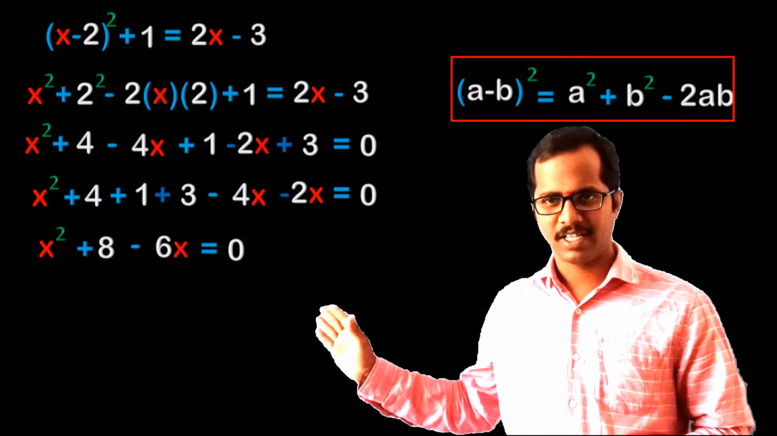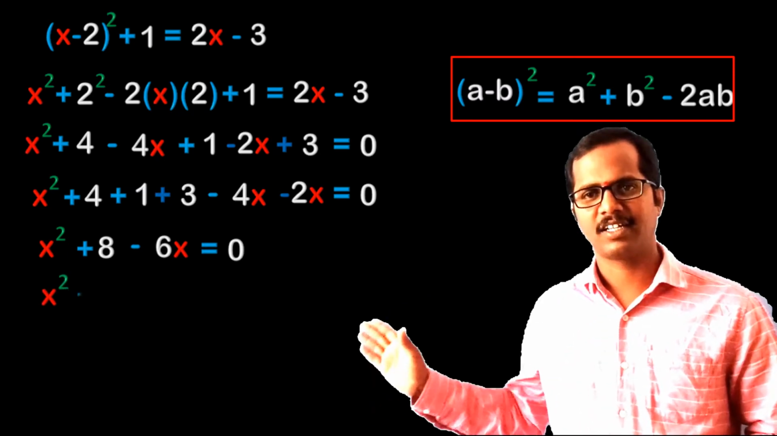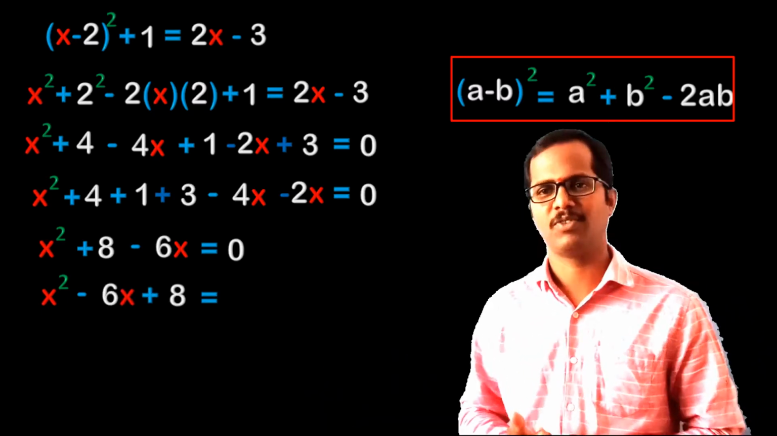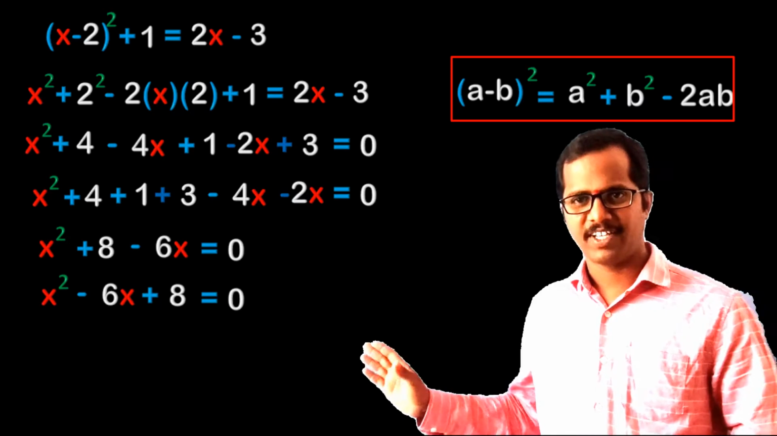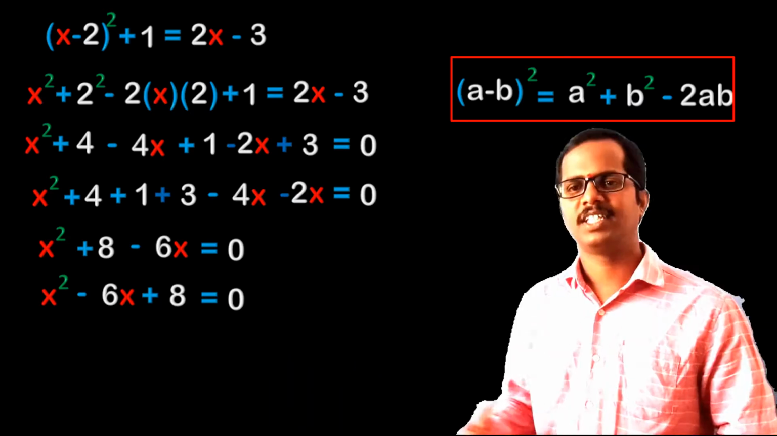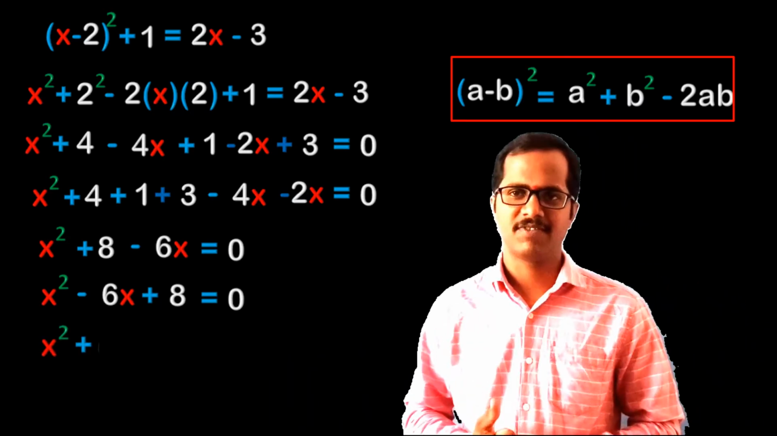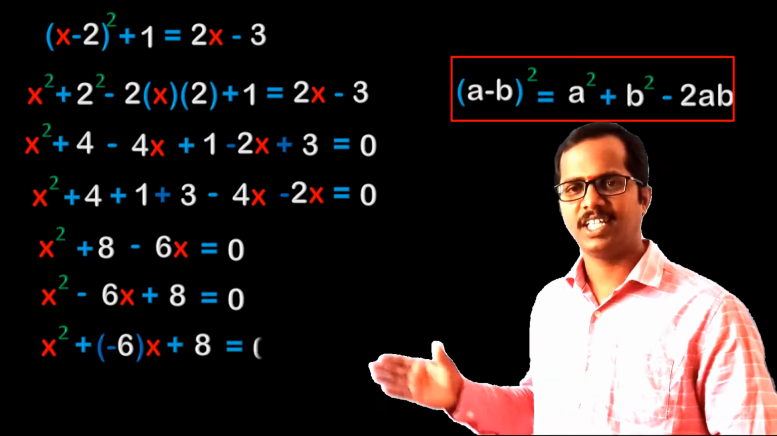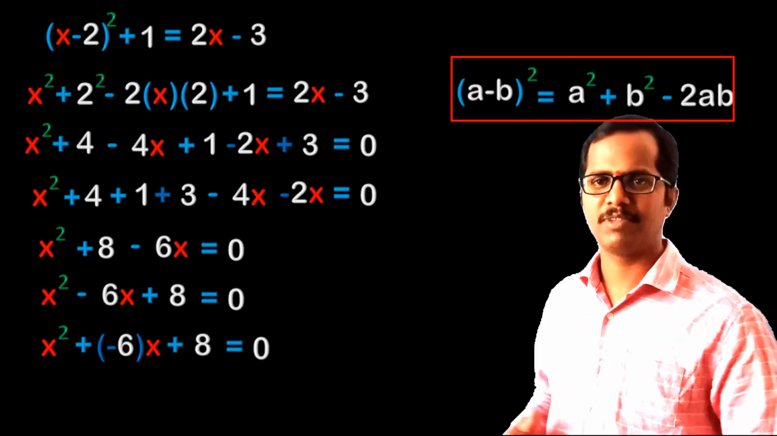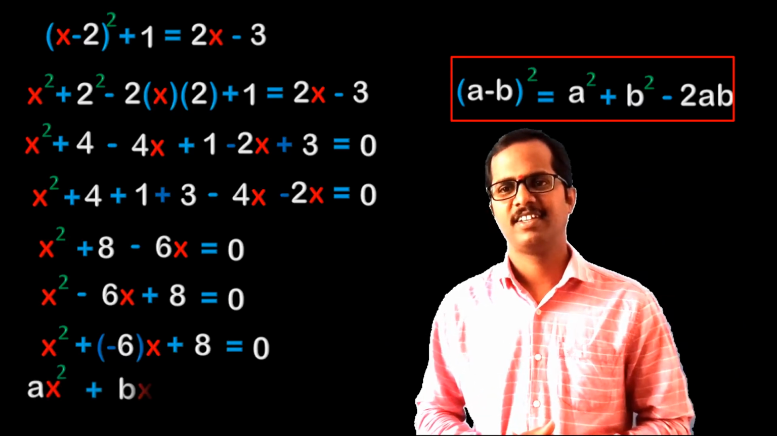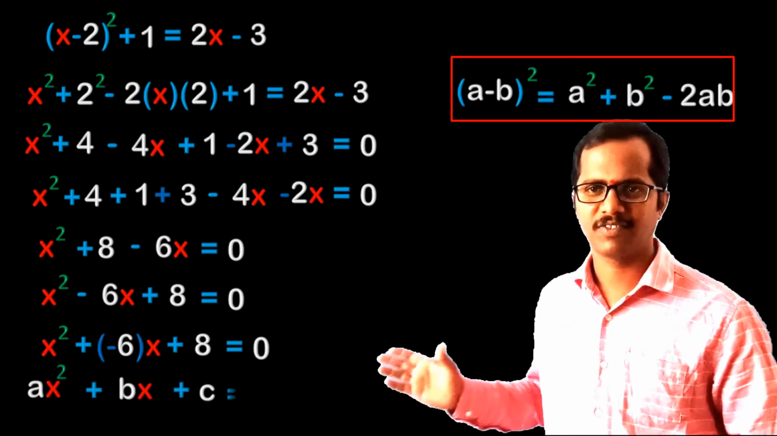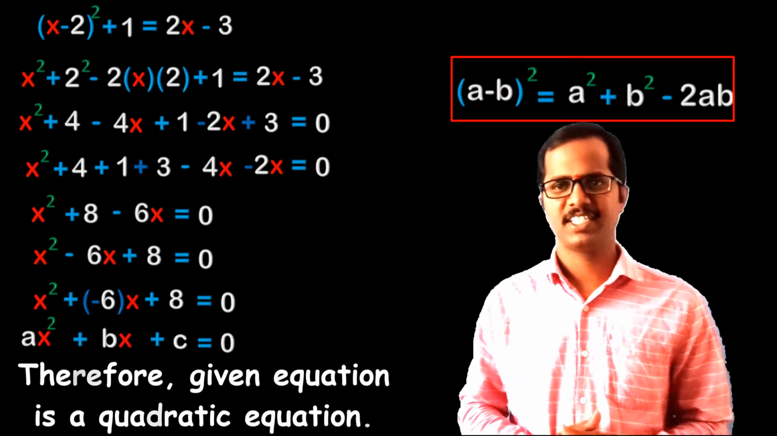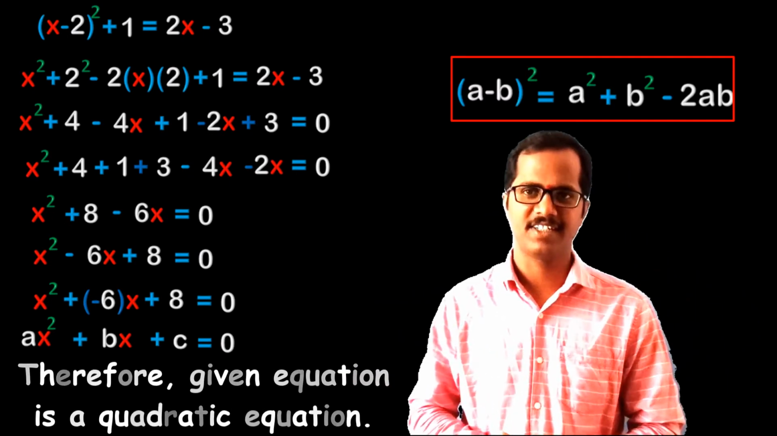Now by arranging the terms in decreasing order of the degrees, we get x square minus 6x plus 8 equals 0. Further we cannot simplify this. Now let us see whether this is in the general form of a quadratic equation, that is ax square plus bx plus c equals 0. Is it in the form of ax square plus bx plus c equals 0? Yes, very good. It is in that form. So we can say the given equation is a quadratic equation.